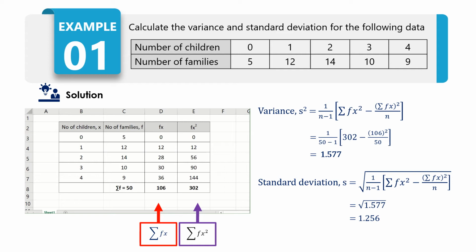Okay, since the data here, which is the variable, is number of children, this variable is quantitative discrete. So the answer should be an integer number. Therefore, standard deviation is approximately one number of children.